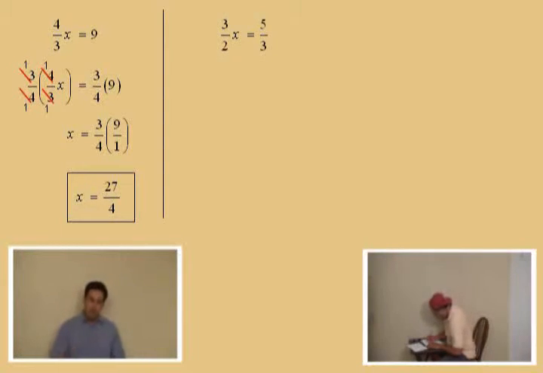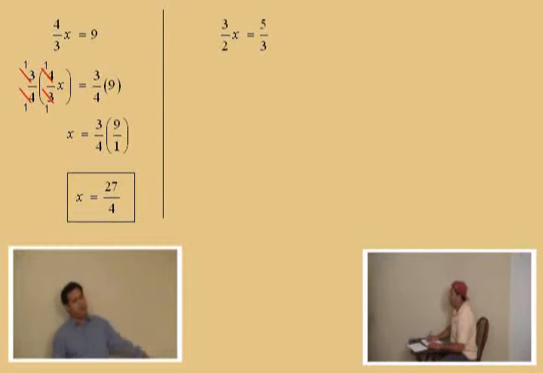And one more time, I will use this reciprocal technique here, okay? Where we're trying to get the x by itself. We need to get 1x. Well, we have 3/2 x there. And we need to multiply both sides by the reciprocal of 3/2 to get that 1x.